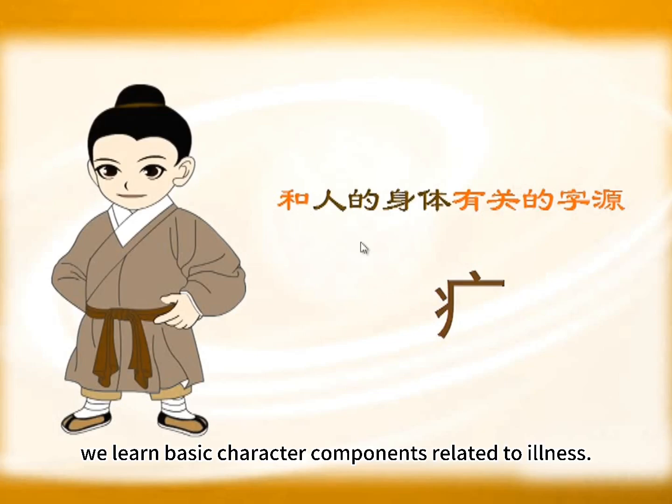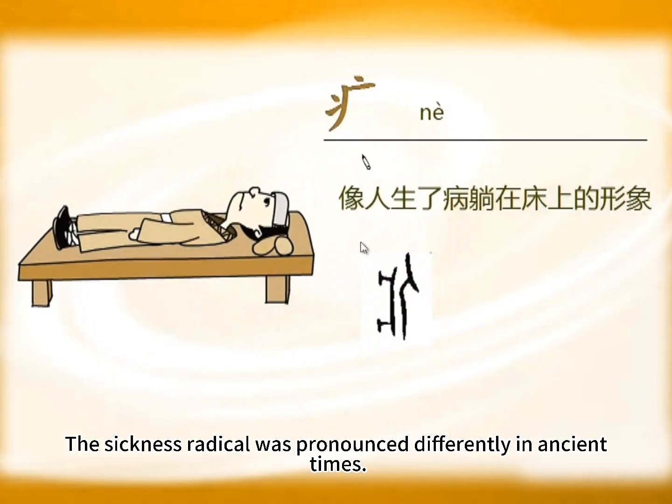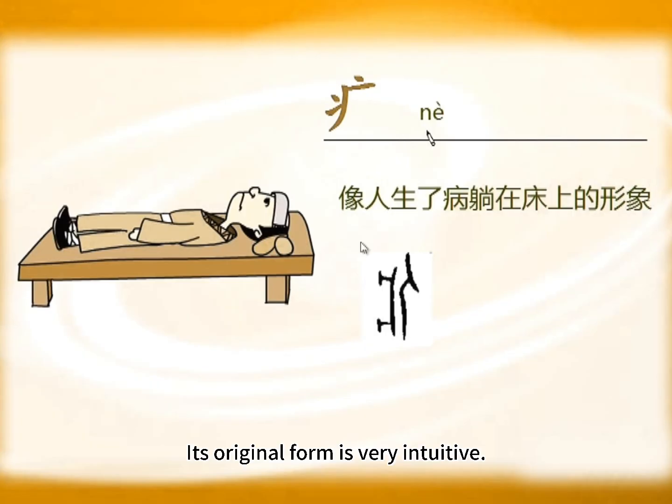In this video, we learn basic character components related to illness: what we call the sickness radical today. The sickness radical was pronounced differently in ancient times. Its original form is very intuitive, like a person who is sick, lying on a bed.